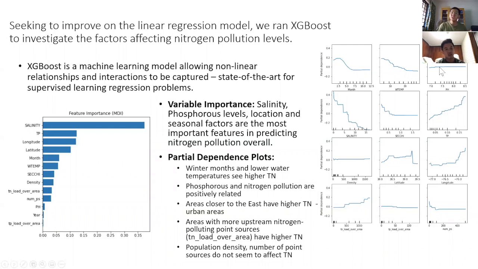Next, we ran a nonlinear machine learning model called XGBoost, which allows us to capture higher order relationships and the relative variable importances of the different factors. For nitrogen, we see that the factors of salinity, phosphorus levels, location, and seasonal factors are the most important features. On the right-hand side, we see partial dependence plots, which vary the individual factors and show how the nitrogen pollution changes. We see that winter months seem to have higher nitrogen pollution, lower salinity levels seem to have higher nitrogen pollution, and also areas with higher longitude, which is correlated with more urban areas. And we see that population density and number of point sources do not seem to really affect nitrogen pollution.